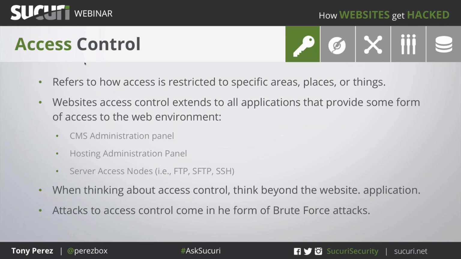The attacks specifically against this are what we would consider to be brute force attacks, and they're very rudimentary attacks. They've been around for a very long time, but they're very effective as well, which is why we continue to see them. And it's a combination of guesses between username and password, trying to find the right combination.